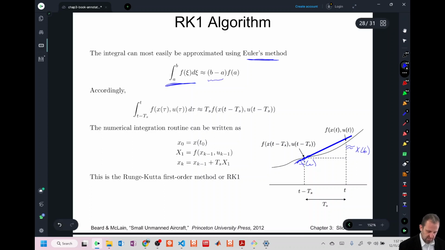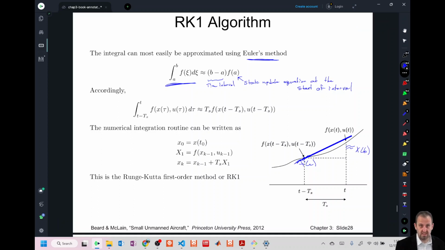What we notice here is this is just a time interval, and this is the dynamics, or our state update equation at the start of the interval. Okay, so that's fantastic. These are things that we know about, right? So we know what our state is at the beginning, and we can know what our limits of integration are.